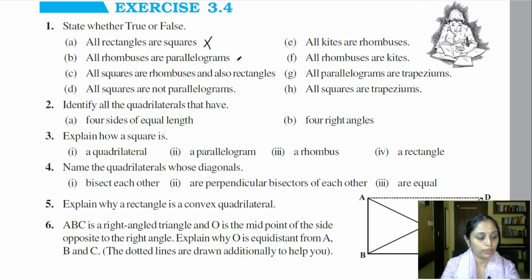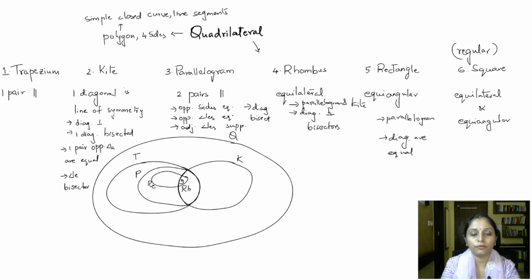Second one, all rhombus are parallelograms. This is true, right? Because if you look at this, they're saying that all rhombus are parallelograms. If you look at this, this is the set of rhombus, right? This here is a set of rhombus, correct? And these are a subset of the set of parallelograms. Therefore, I can say that all rhombus are parallelograms. So, this statement is true.